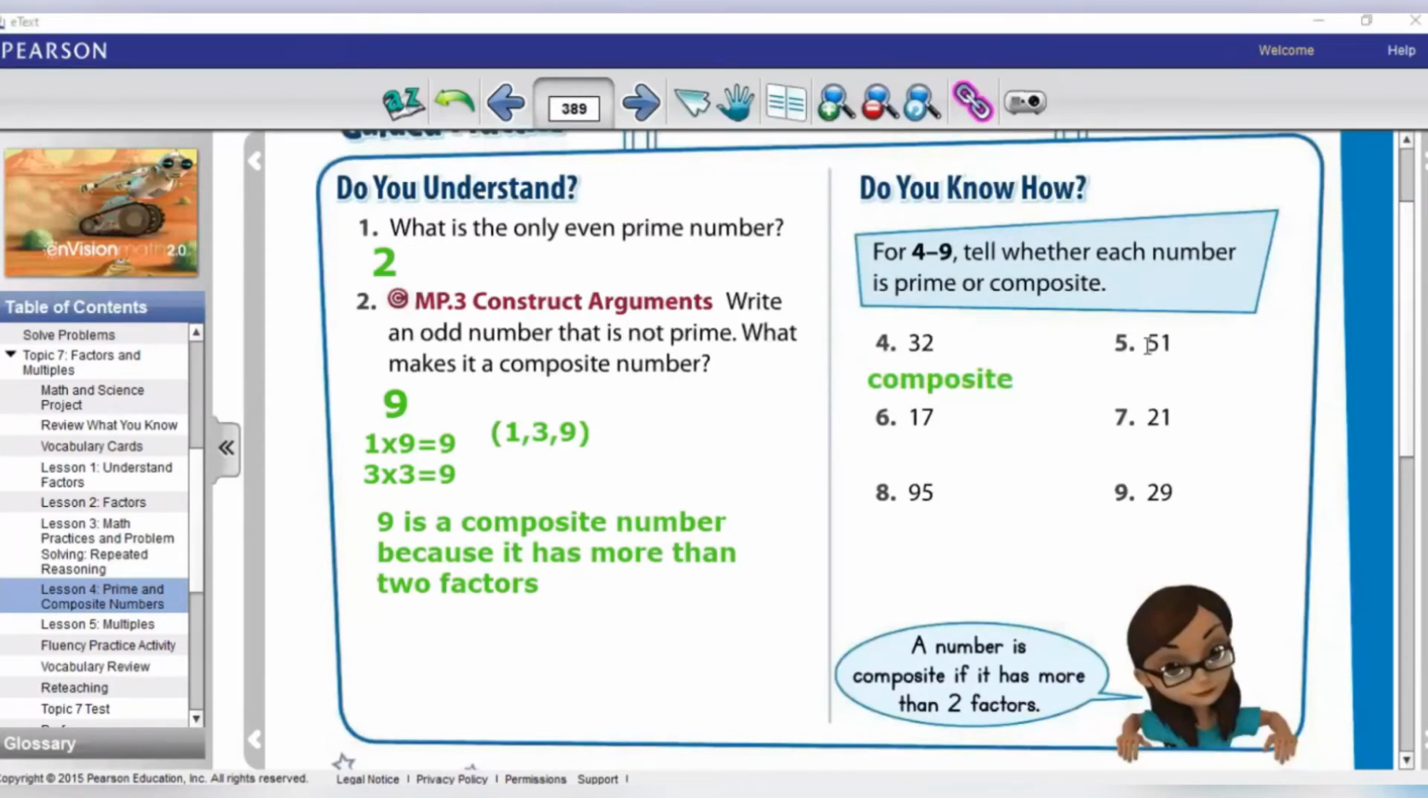What about 51? We have 2 factors of 51, 1 and 51 itself. I will check 2. 51 is an odd number, so it's not divisible by 2. I will check 3. I will find the sum of the digits of 51. 6 is divisible by 3. So 3 is a factor of 51. Since we find 3 as a factor of 51, that means we have more than 2 factors. So 51 is a composite number.